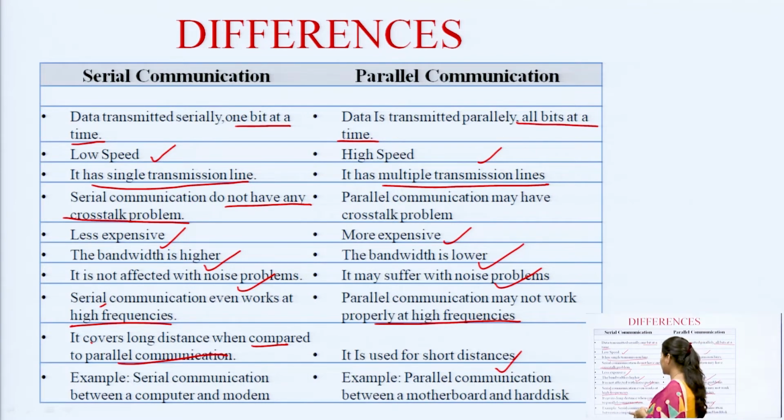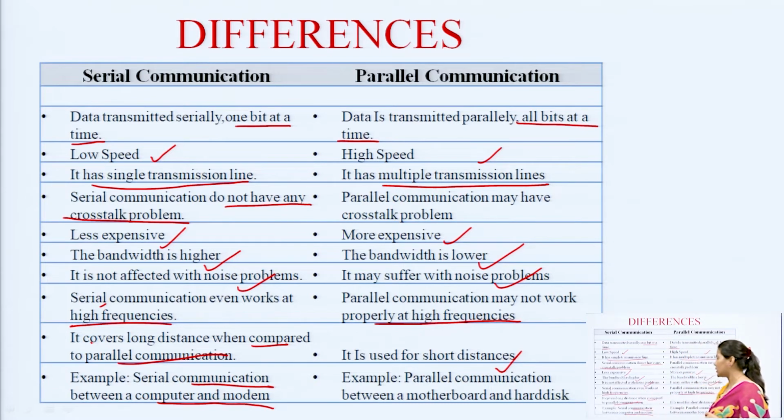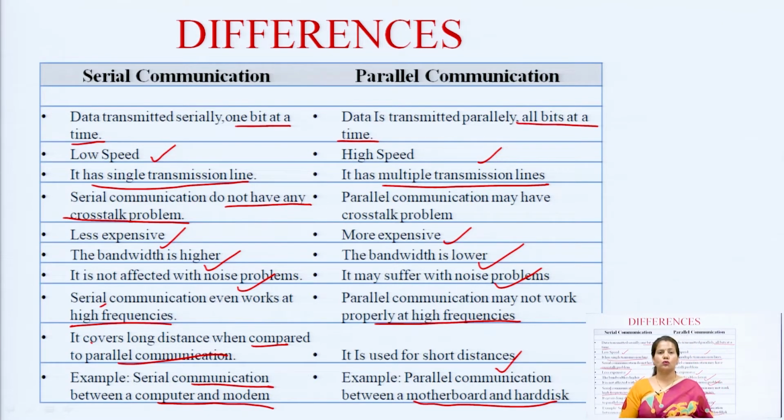An example of serial communication is the communication between the computer and modem. An example of parallel communication is the communication between motherboard and hard disk. So, these are the detailed differences between the two types of communication, that is parallel and serial communication.